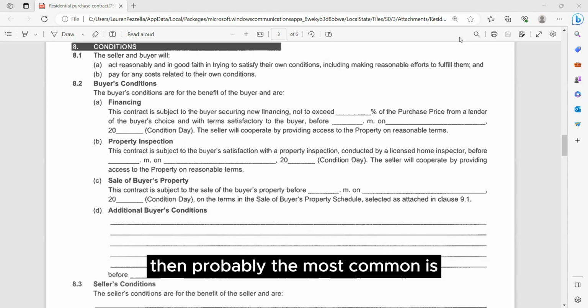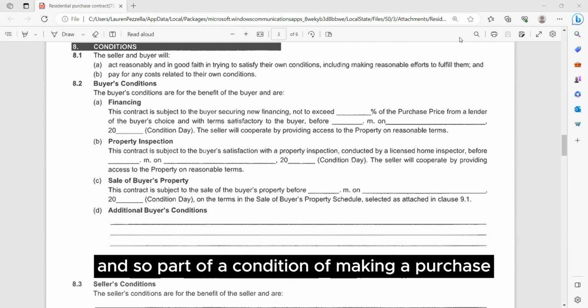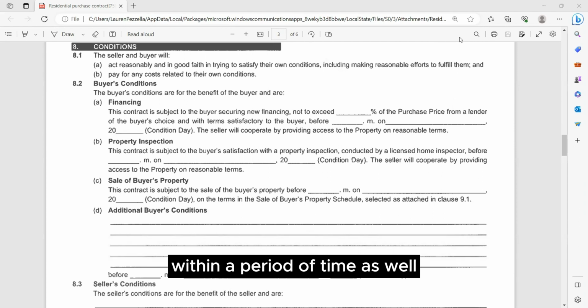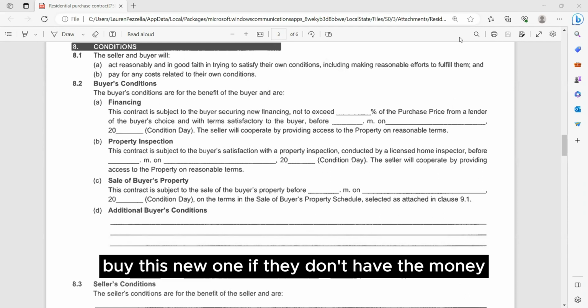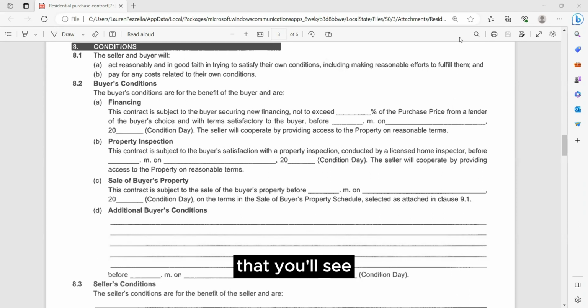Then probably the third most common condition is that people often sell their house and buy their house within a very short period of time. So part of the condition of making a purchase might be that they also need to sell their property within a period of time. They can't buy the new one if they don't have the money from the sale of the other property. So again, a very common condition that you'll see.